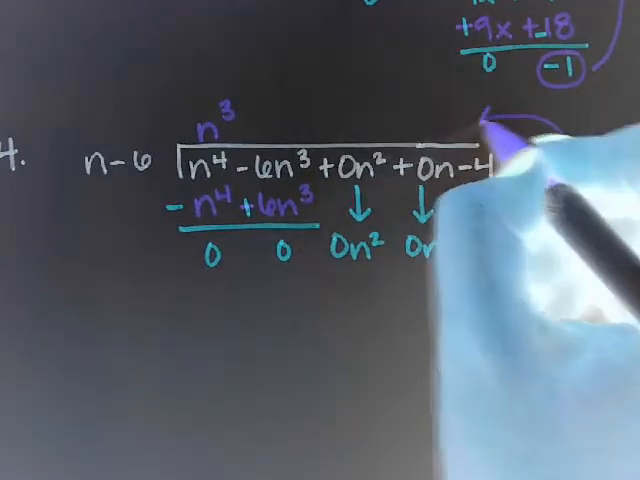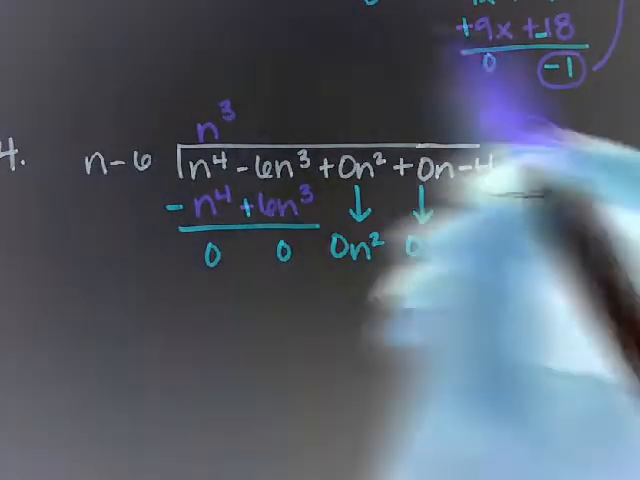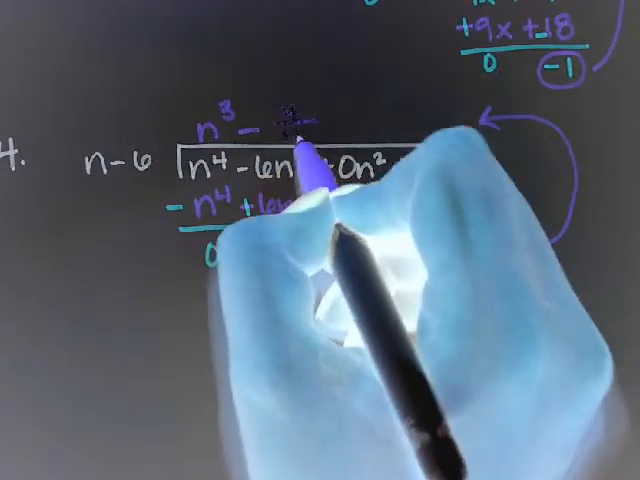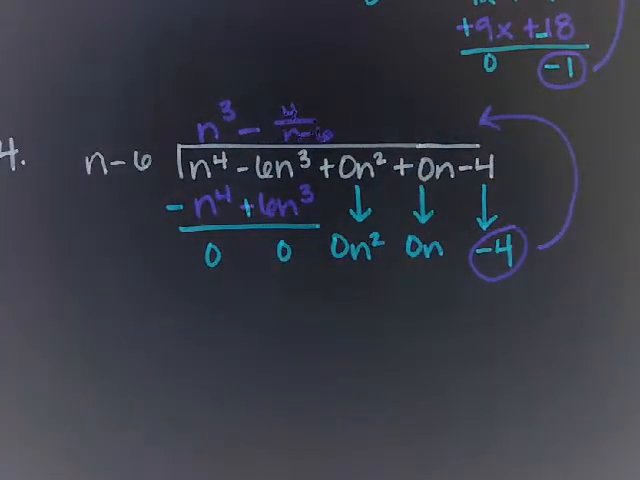All right, so now I'm going to take this up. I'm going to write it as my remainder, and I put minus, and then what do I put? 4 over n minus 6. That's it. Done. Yeah.